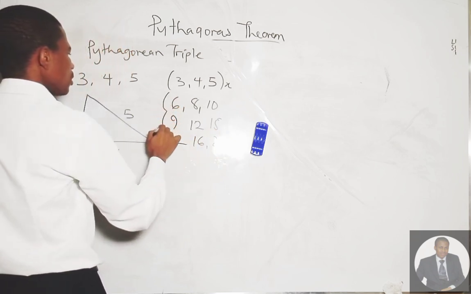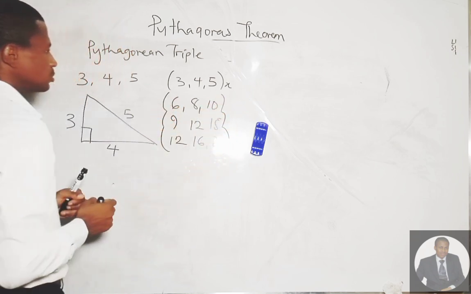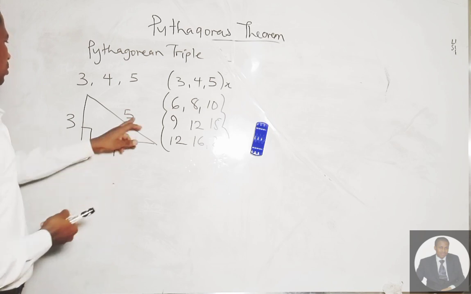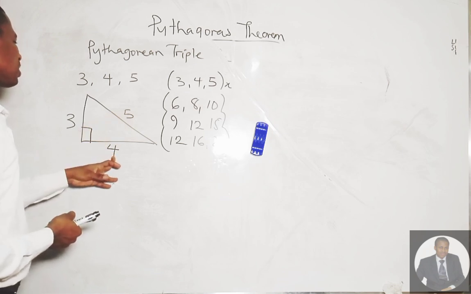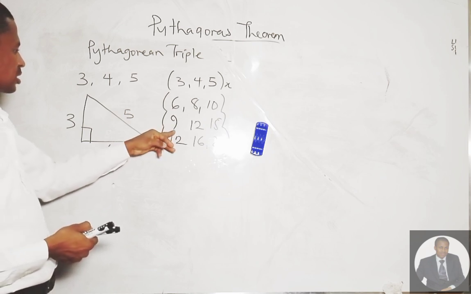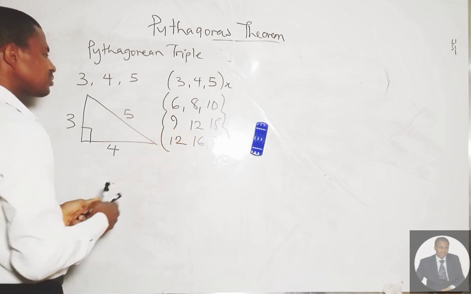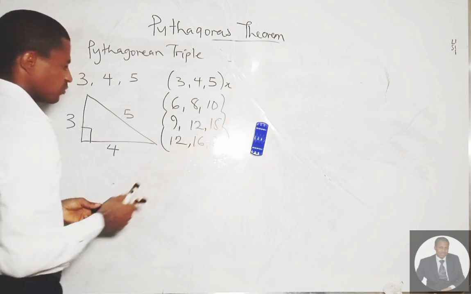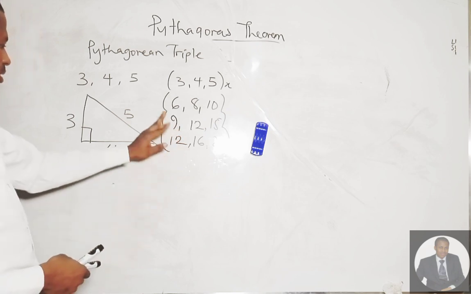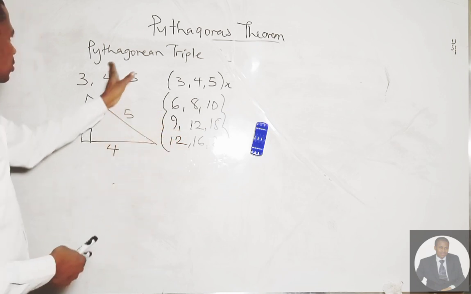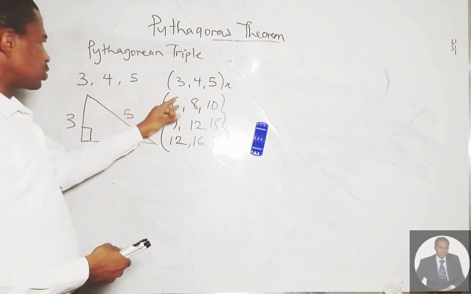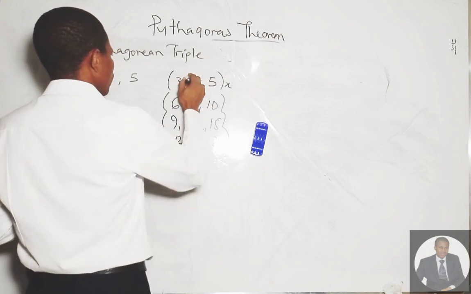These are all Pythagorean triples. So if we are given a question that says the hypotenuse is 10 and one of the sides is 8, automatically we will know that the other side will be 6. If we are given that the opposite is 9 and the adjacent is 12, we will definitely know that the hypotenuse will be 15. Or if we are given a hypotenuse of 20 and one of the sides is 16, definitely the third side will be 12. This is what is called a Pythagorean triple, a multiple of the ratio 3, 4, 5.